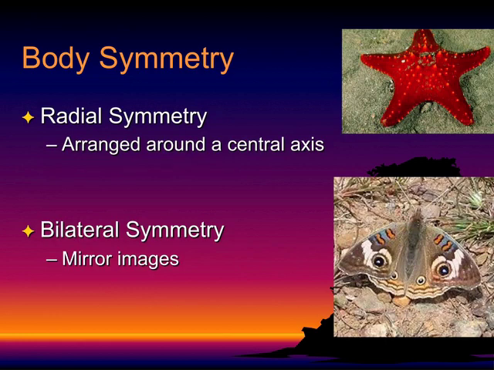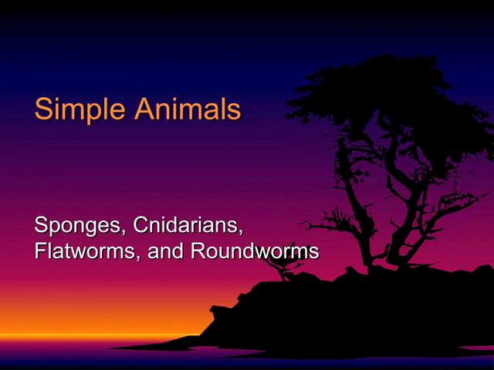Symmetry is something that we need to talk about. It's a good way to start categorizing organisms. So if an organism has radial symmetry, its appendages are arranged around a central axis, like this starfish up here on the top right. Bilateral symmetry is the other type of symmetry that we talk about. So bi means two. So we would be talking about having mirror images of each other on either side of this organism, like the moth on the right-hand side.